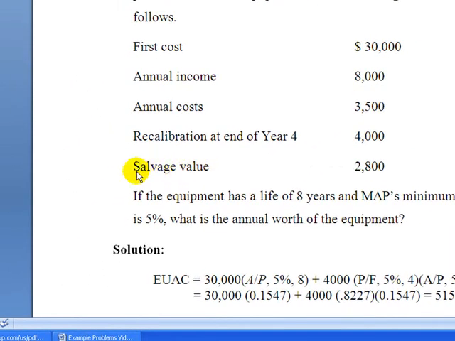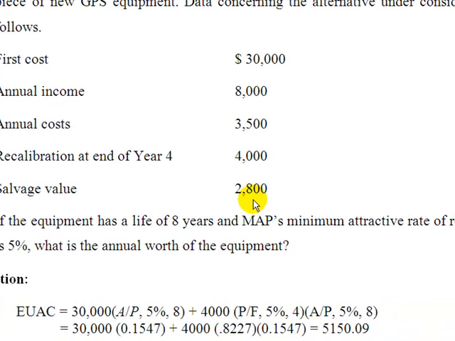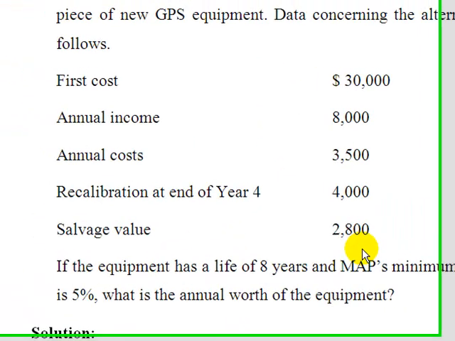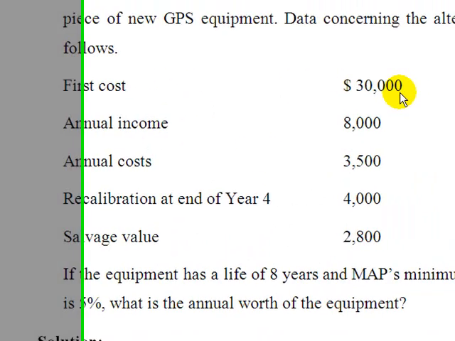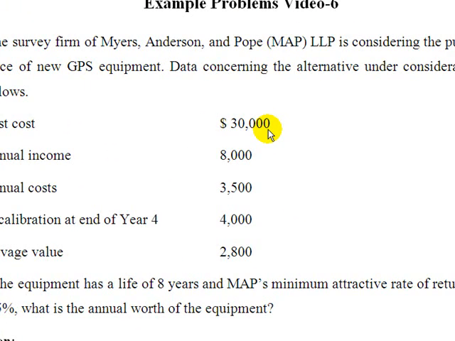And finally, the salvage value of the equipment. Whenever the equipment is discarded, the salvage value is a positive cash flow, because that is kind of income. So the salvage value the company will receive from that equipment is going to be $2,800. As you can see, a variety of cash flows are given to us. For example, first cost $30,000. That is a P value, right? That is present worth.